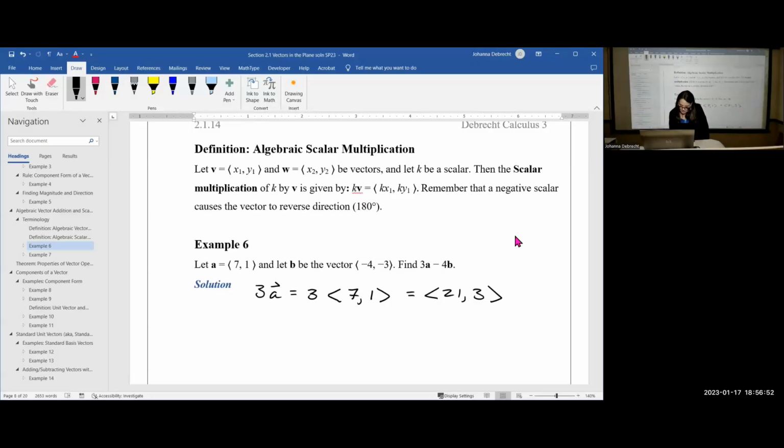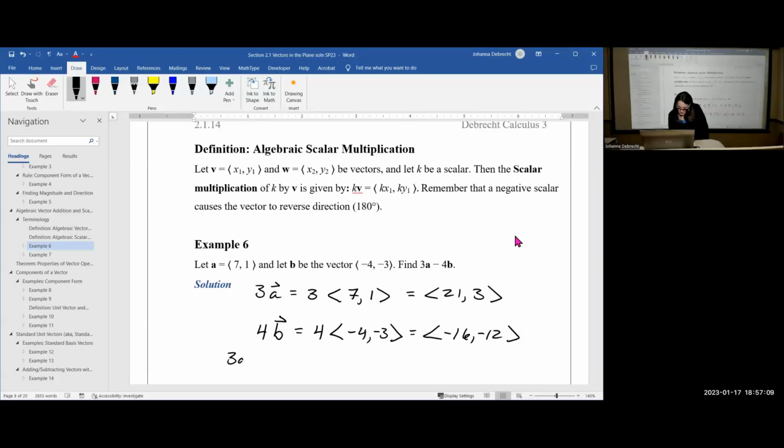And then I might want to find 4b. And of course, addition and subtraction are defined the way you think it would be. So this is 4 times <-4, -3>. And this would give me <-16, -12>.